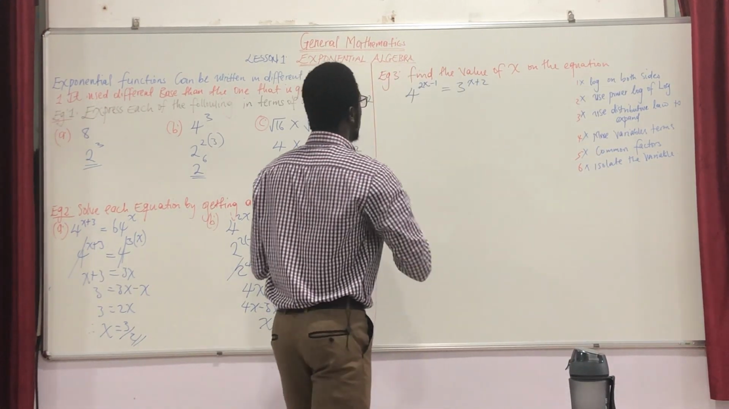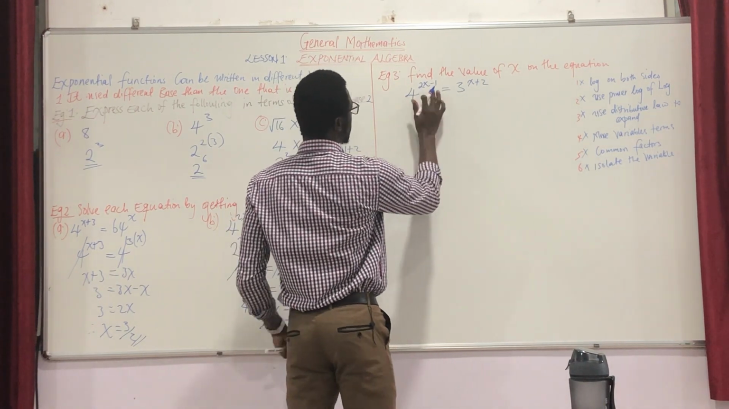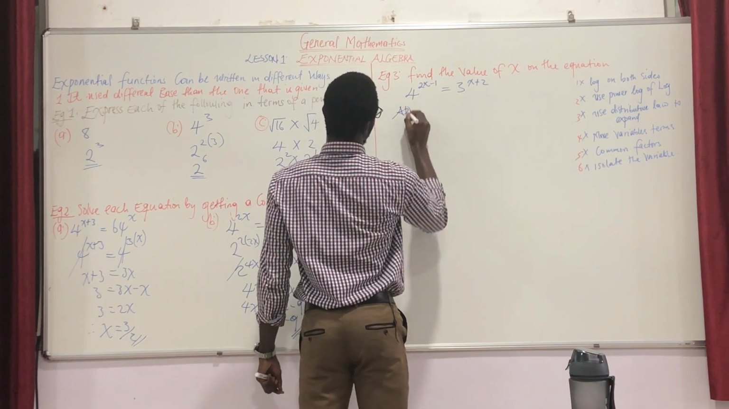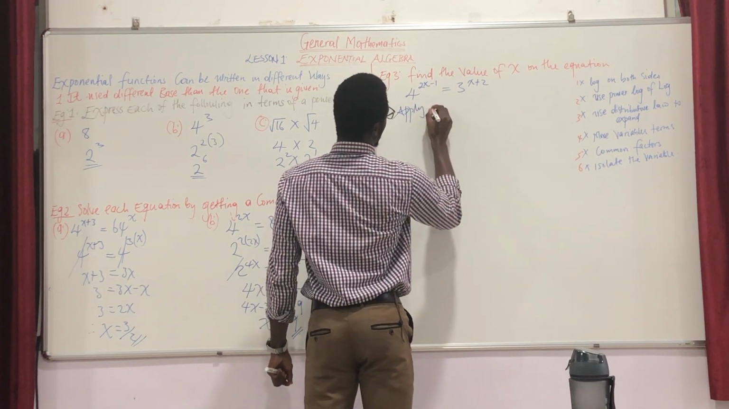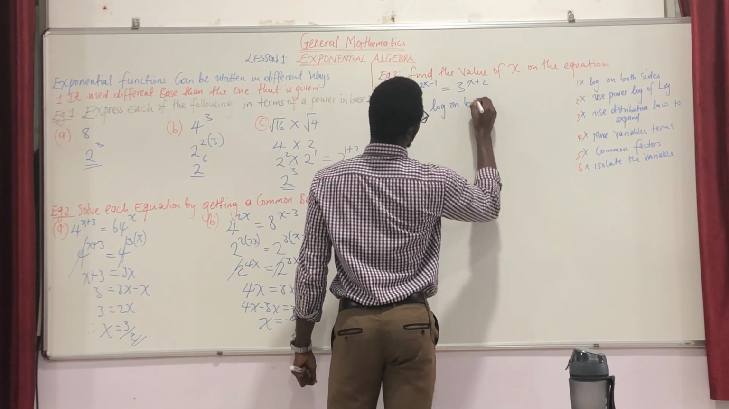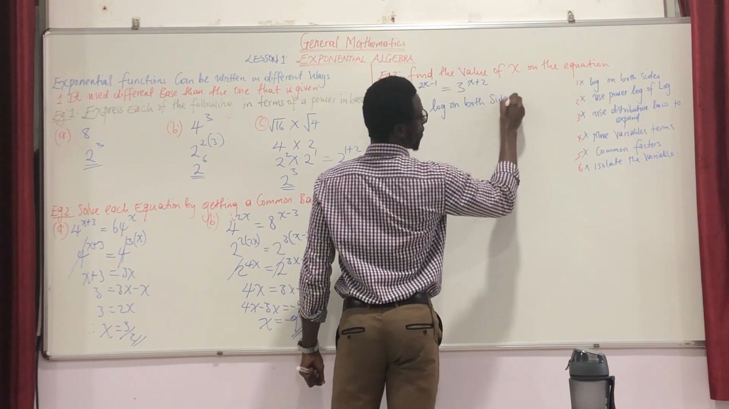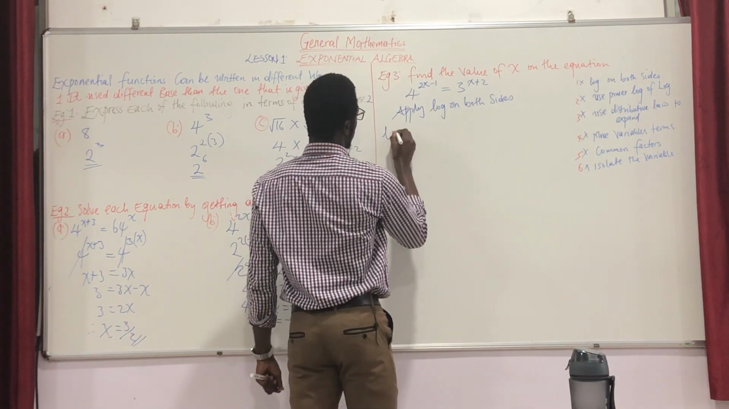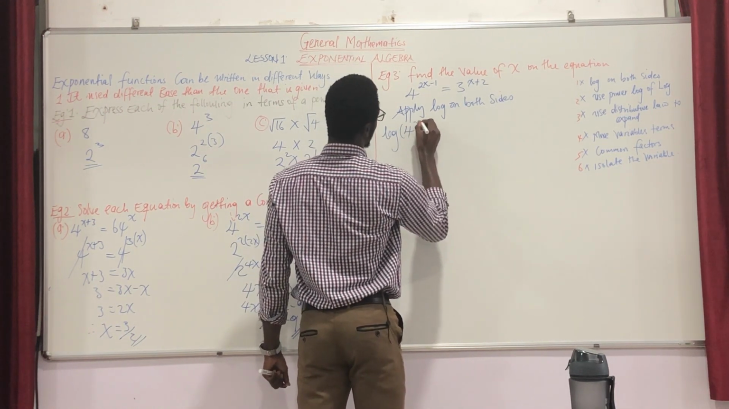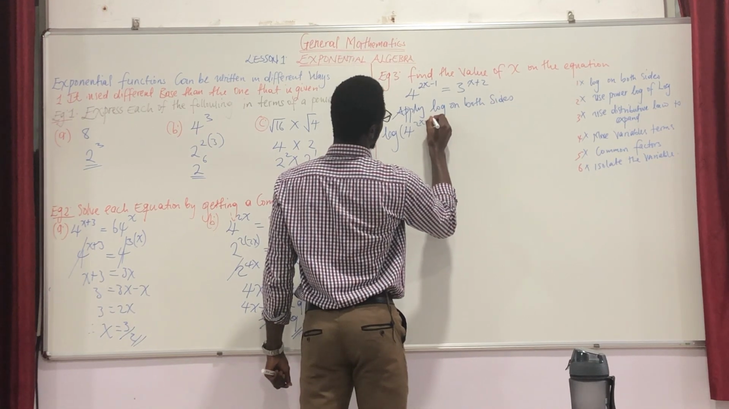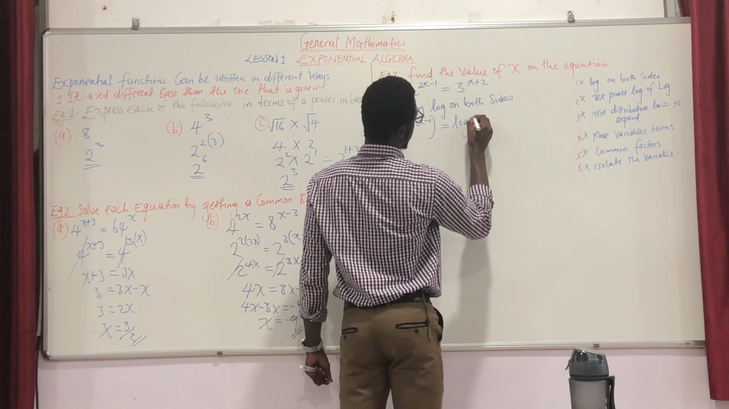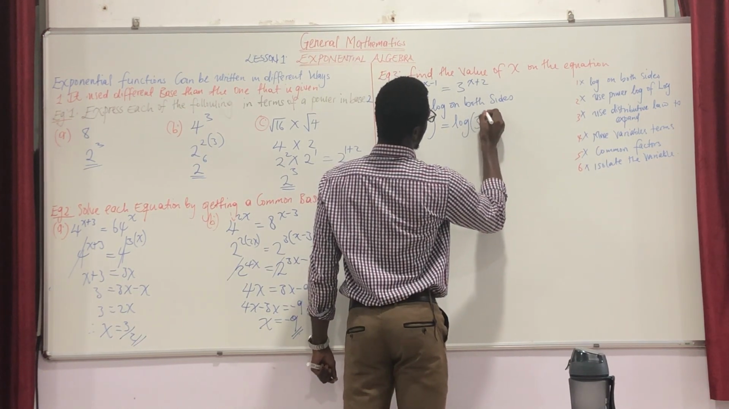So let's see here. So first, since the bases are different, we'll apply log on both sides. So now we can say here log of this 4 to the 2x minus 1 is equals to, here again, log of 3 to the x plus 2.